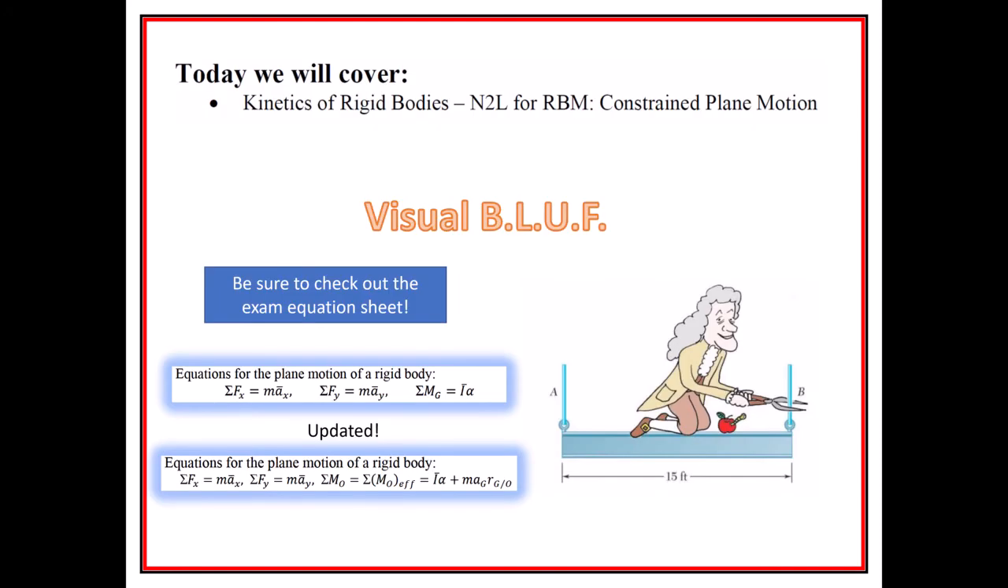So we're doing kinetics of rigid bodies again for class 21. Same topic as class 20, but we're going to focus on this constrained plane motion idea. We put up this equation right here, but I think it would be better to use this as a concept. So this equation is the most generalized, where we have some arbitrary point O that we're going to use as the reference.